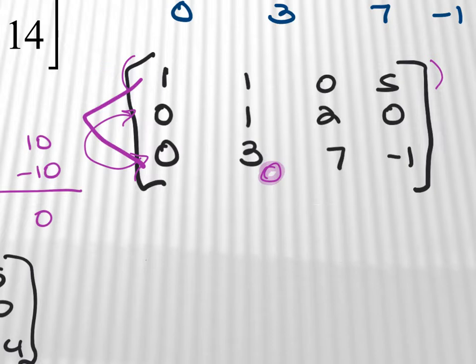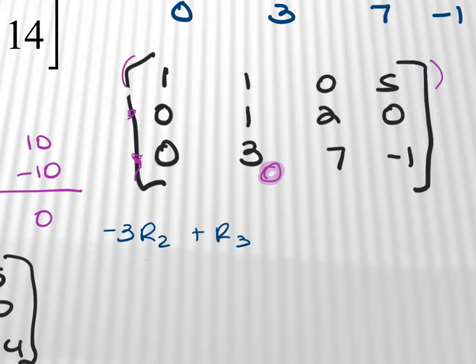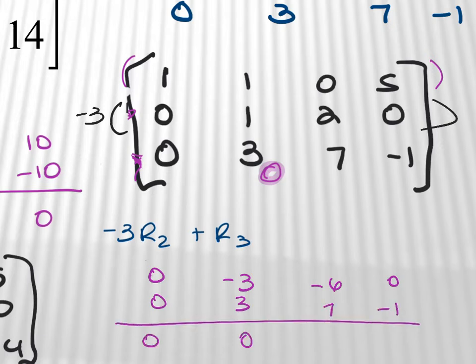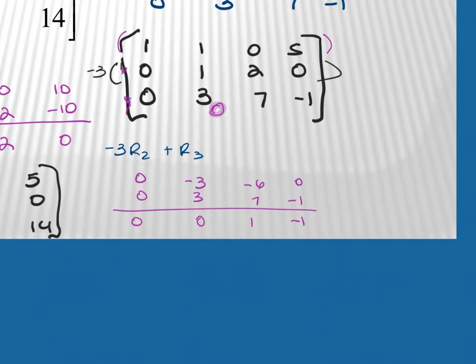Okay, so now, because I want to get rid of that 3, what do I have to multiply by? -3. So -3 times row 2, row 2 plus row 3. All right, -3 times row 2: 0, -3, -6, 0, and 0, 3, 7, -1. And that's going to replace row 3. So 1, 1, 0, 5, 0, 1, 2, 0, 0, 0, 1, -1.